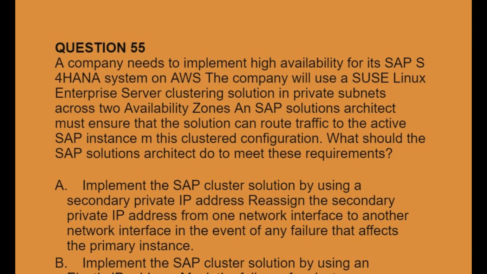Question is, a company needs to implement high availability for its SAP S/4HANA system on AWS. The company will use a SUSE Linux Enterprise Server clustering solution in private subnets across two Availability Zones. An SAP solutions architect must ensure that the solution can route traffic to the active SAP instance in this clustered configuration. What should the SAP solutions architect do to meet these requirements?